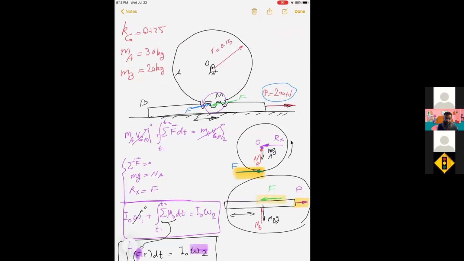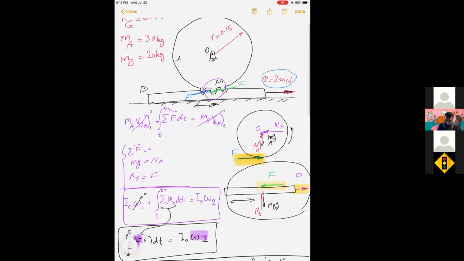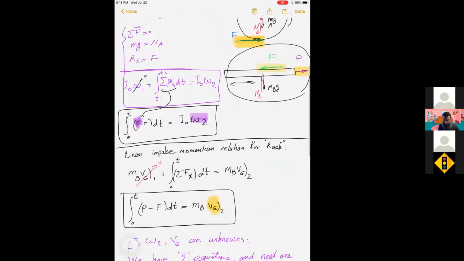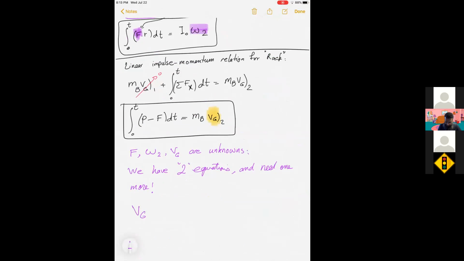Exactly. Because of the constraint here at point M, rack and gear cannot move independently. So technically, the velocity of point M under the gear is going to be R omega. And because at this point gear and rack move together, your third equation is vG2 is equal to omega 2 times R.